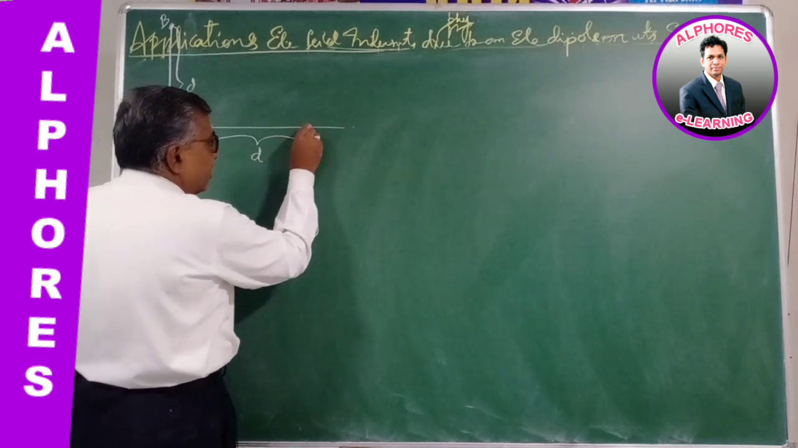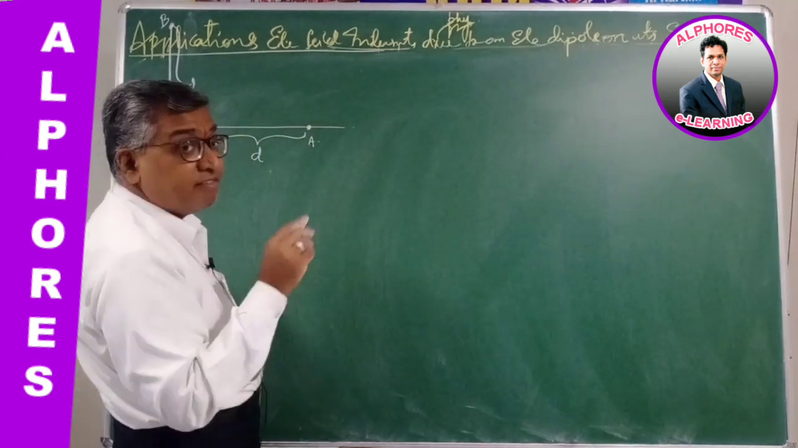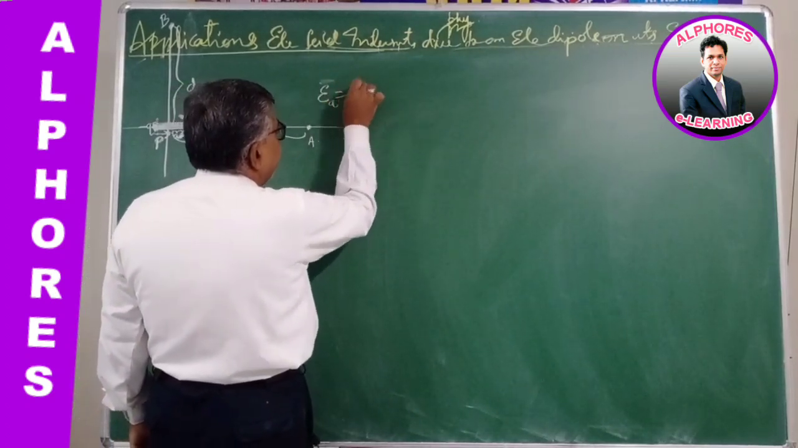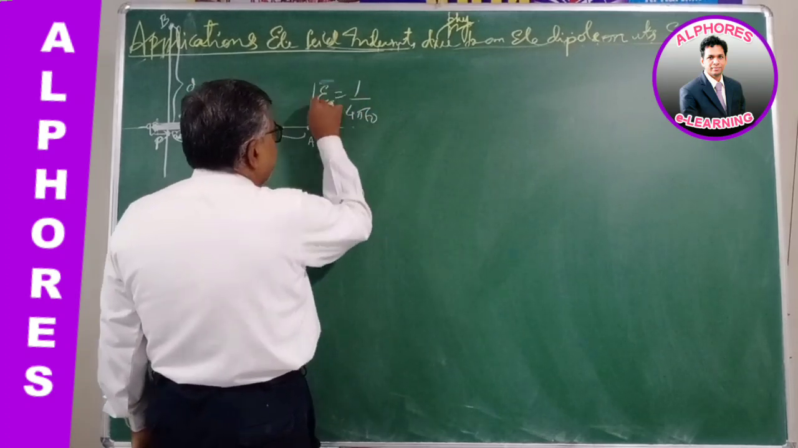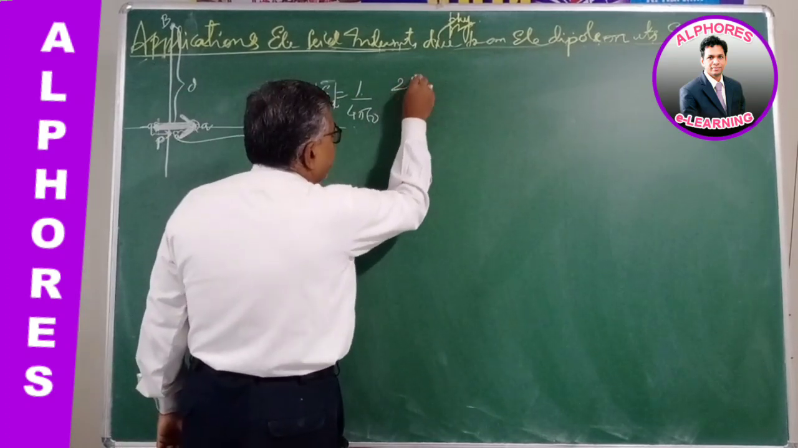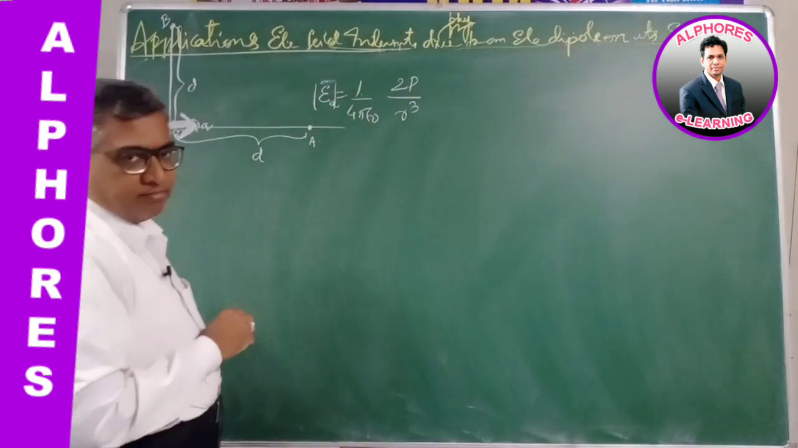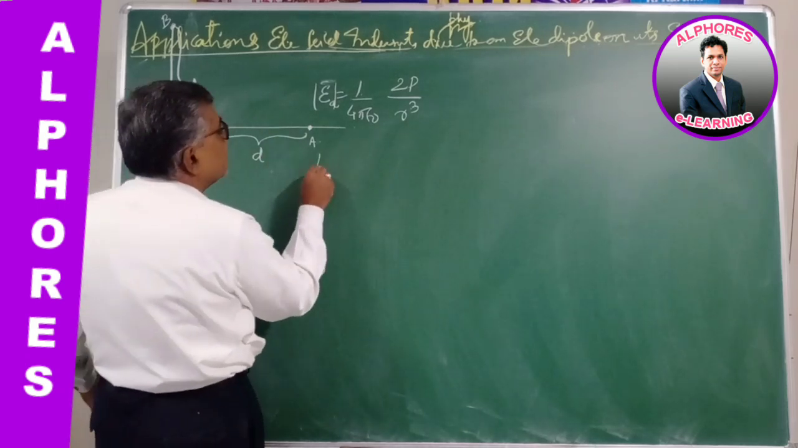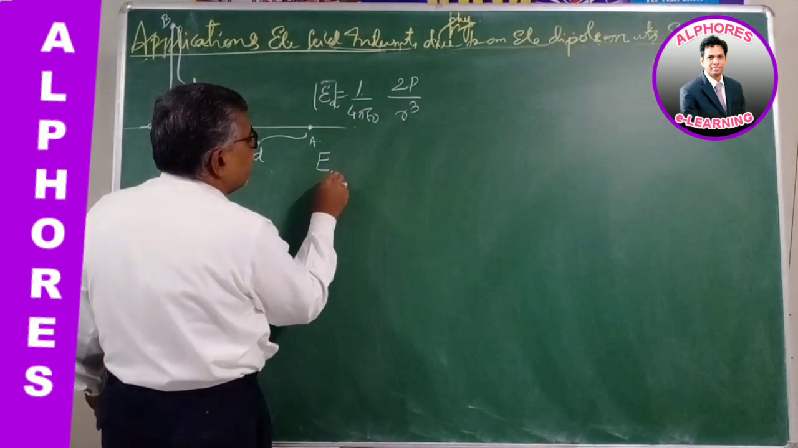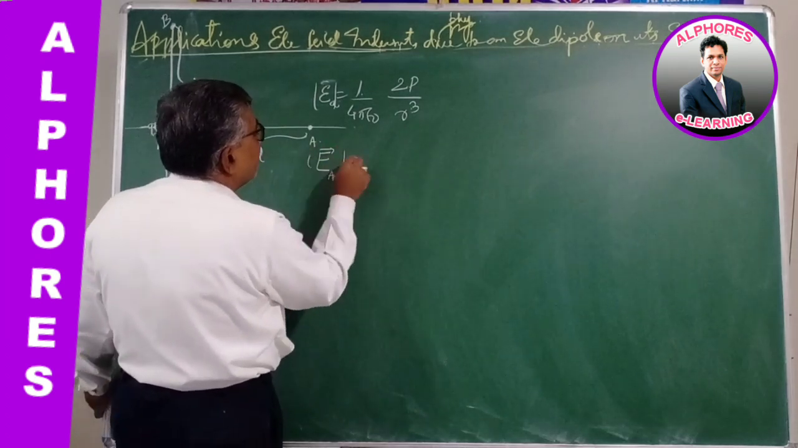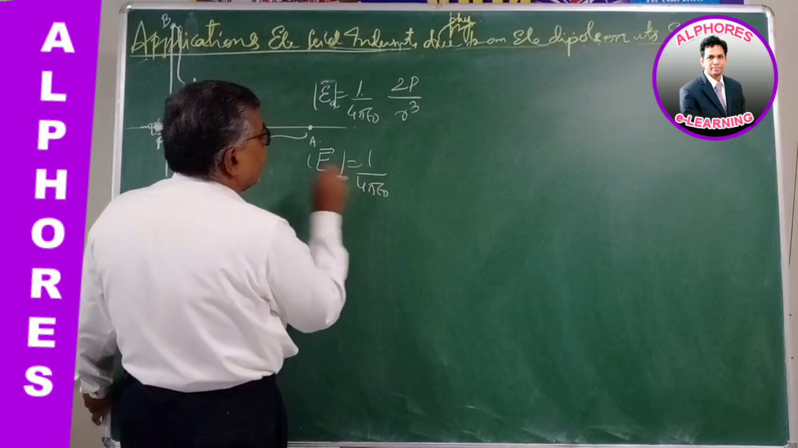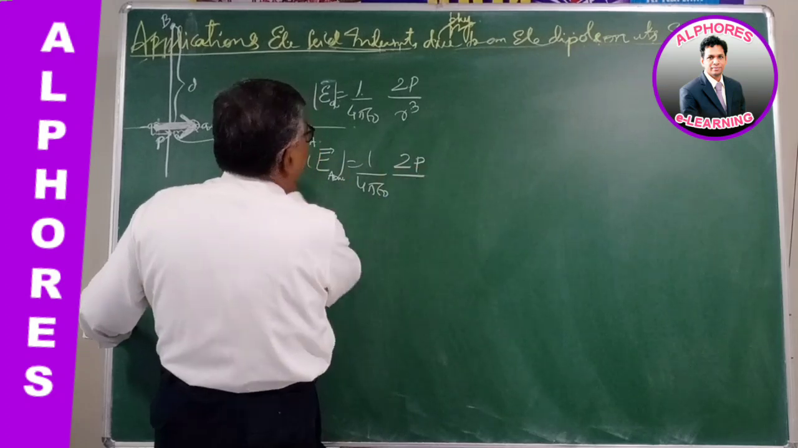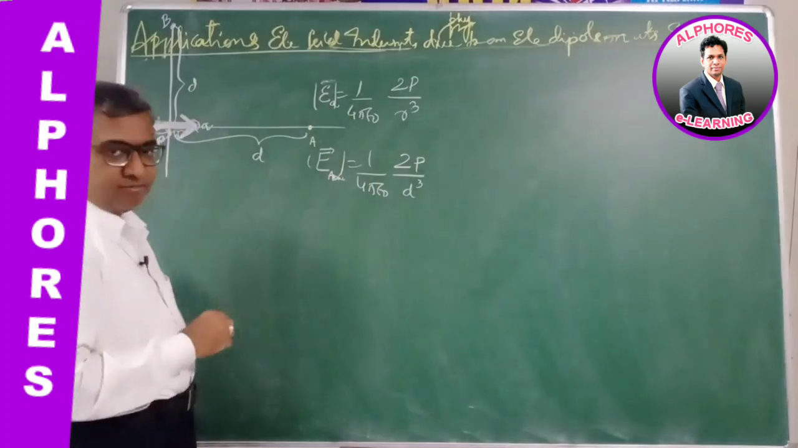Now, the electric field on the axial line, point A is on the axial line. We have evaluated the electric field on the axial line, EA is 1 by 4 pi epsilon naught, I am taking the magnitude, 2p by r cube on the axial line. Now point A is on the axial line, distance is d. So the electric field at point A, on the axial line, magnitude, is 1 by 4 pi epsilon naught, the dipole moment of the electric dipole P, 2p, the distance is d cube. Equation 1.